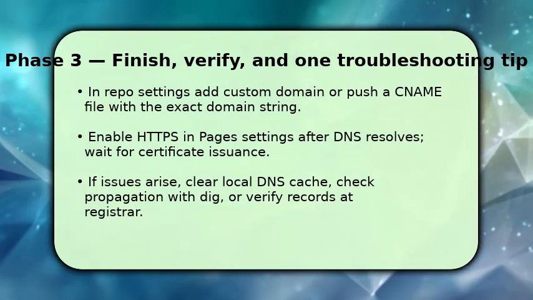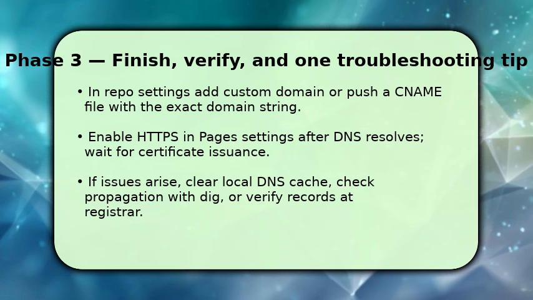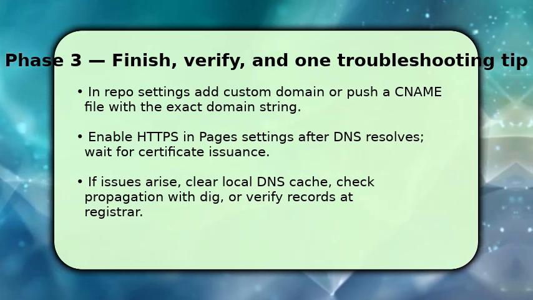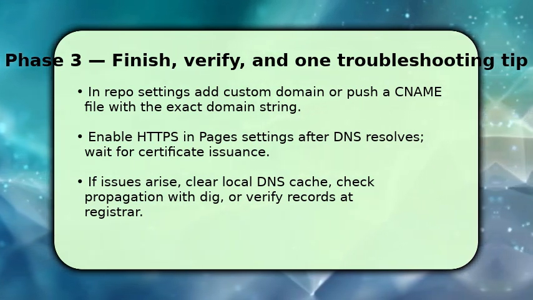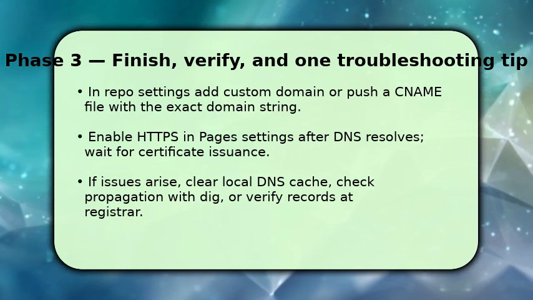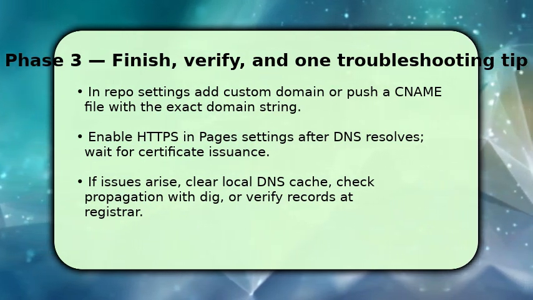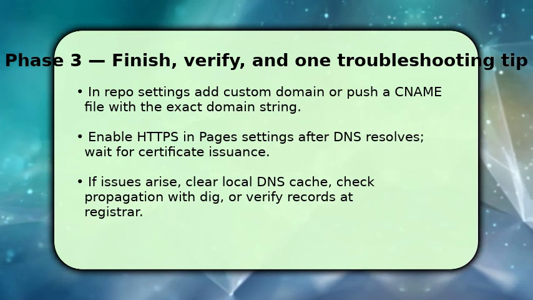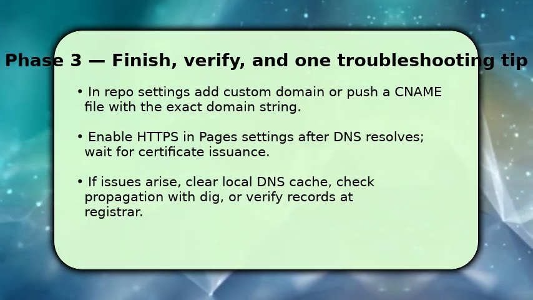Add the custom domain in the repository Pages settings, or commit a CNAME file to the publishing branch. The file must contain the exact domain. Once DNS resolves, enable HTTPS so traffic is secured. GitHub will request a certificate, and that can take minutes to a few hours.